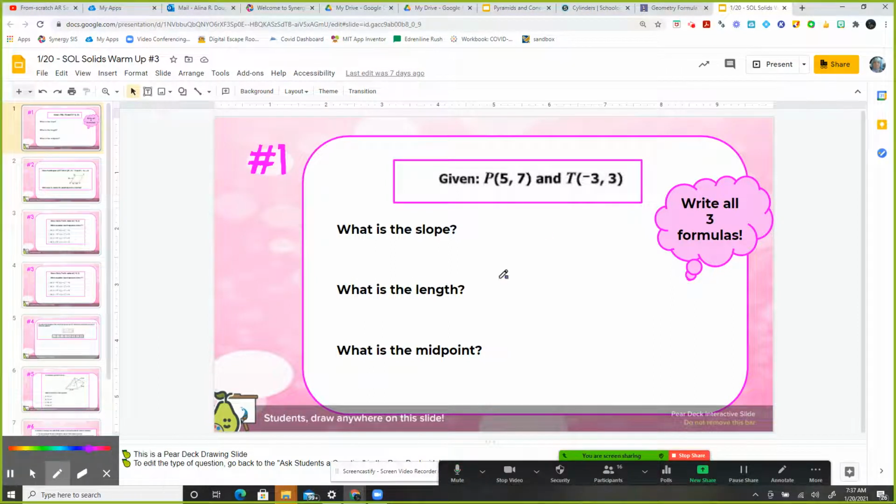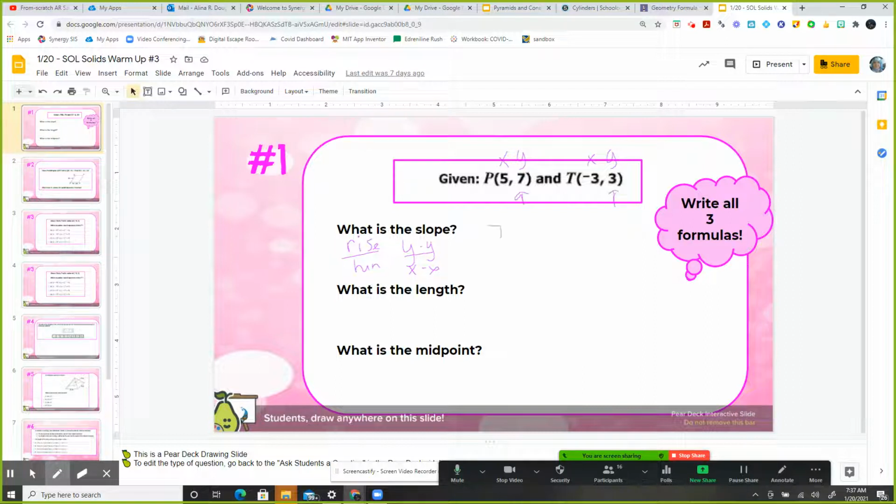Start this. Here we go. We're going to do slope. That's going to be rise over run. So we rise on the y-axis: y minus y over x minus x. And if I have x and y and x and y, I need to do the y's first.